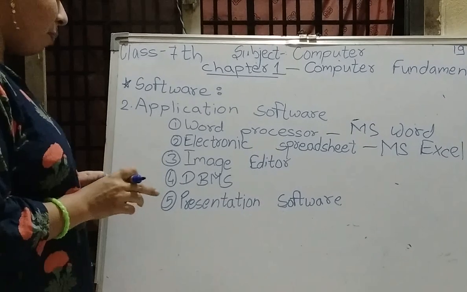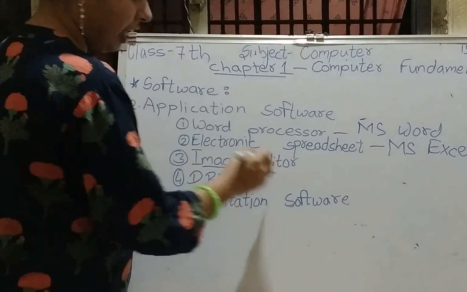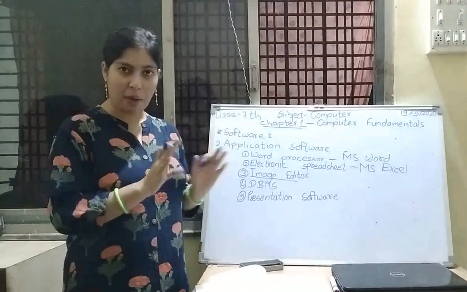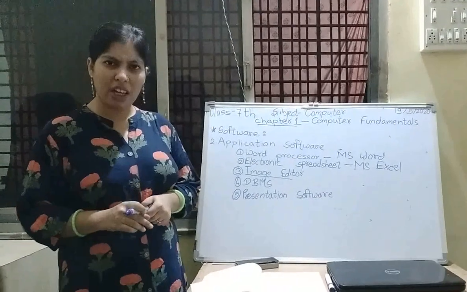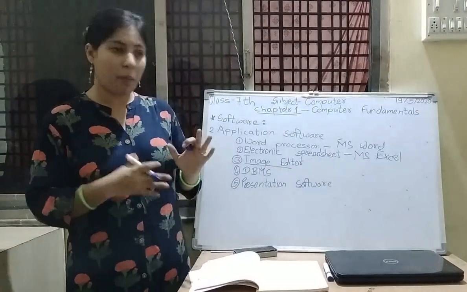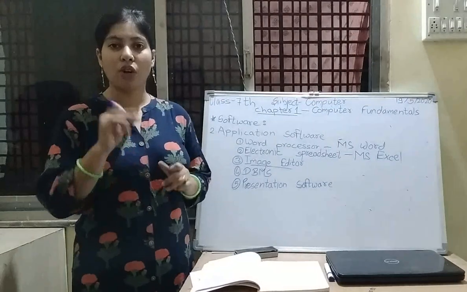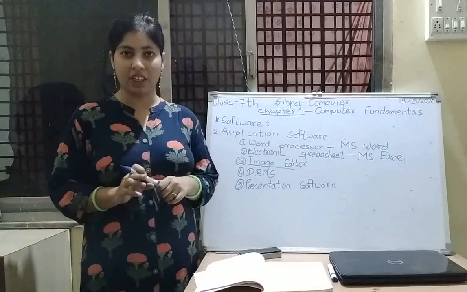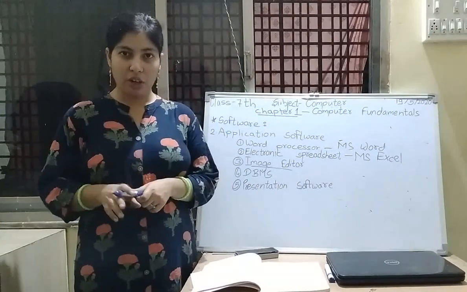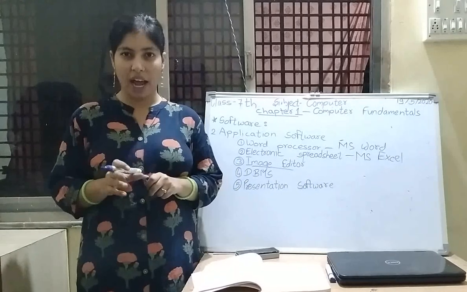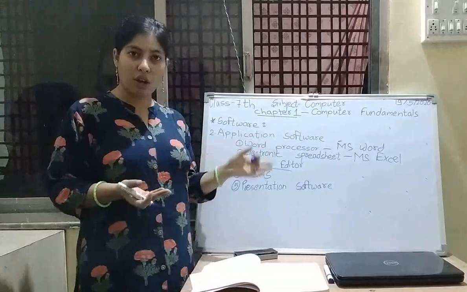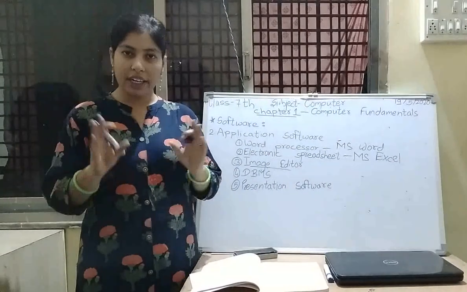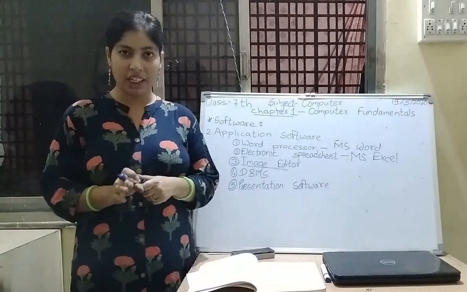Now the next type of application software is the image editor. Image editors like Paint, Tux Paint. These are examples of image editors. In the same way, Photoshop is also an example of an image editor. Then PicArt, which you use in your mobile for collages, for giving different effects. So it is also a type of image editor. Then there is also software called Corel Draw. It is also an example of image editor software.